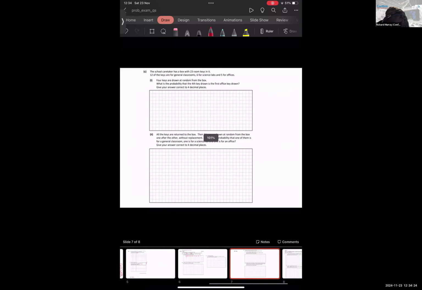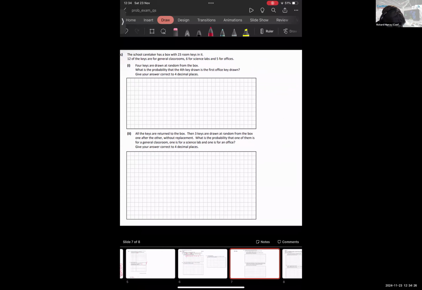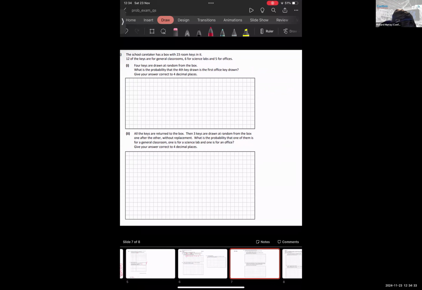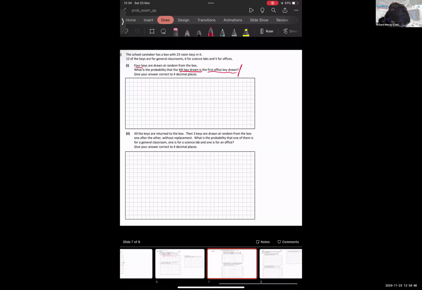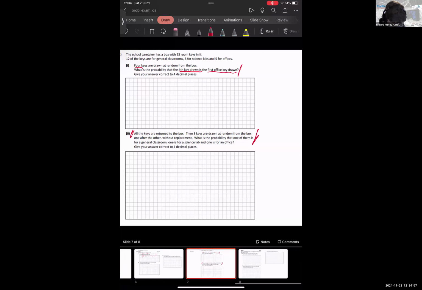Other questions continue on to be: a caretaker has a box of 23 room keys in it. 12 of the keys are for general classrooms, 6 are for science labs, and 5 for offices. 4 keys are drawn at random from the box. What's the probability that the fourth key is for the first office drawn? So again, this is a Bernoulli trial where we don't care about some of the initial situation, only about the final case. And then we see that in this case, it clarifies that things are returned to the box and then 3 keys are drawn at random. So this is the distinction between independent and not independent events.